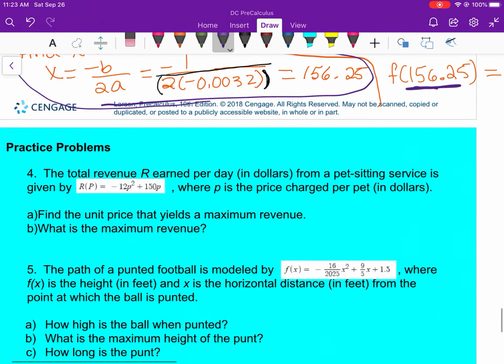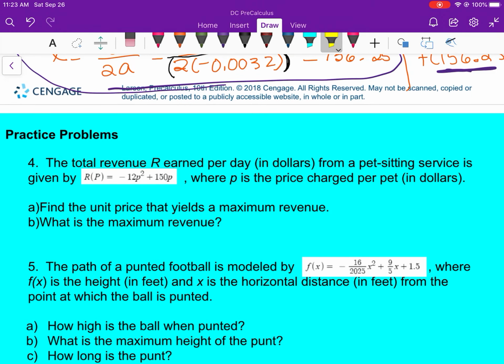All right, so I look at question 4. I see right here that it's a quadratic. I see the word maximum. Okay, I want to find unit price. That is right here. That is P. That is like your x. So if I want to find the unit price, I'm going to find x. Again, I start by doing x equals negative b over 2a. The maximum revenue, that's R of P. That is your y value. So once you find x, you just need to find y.